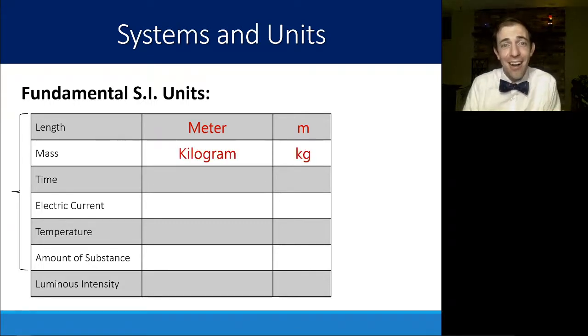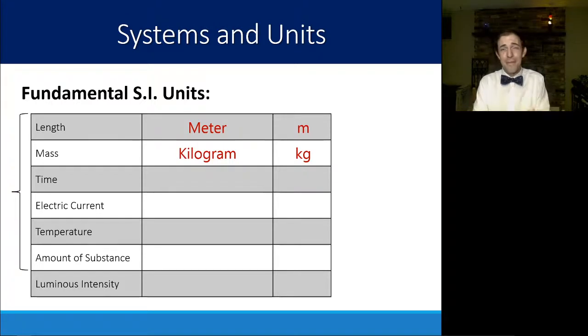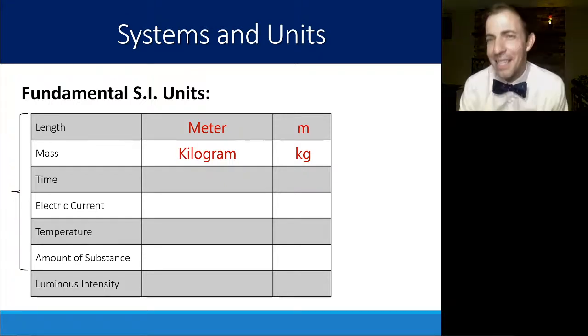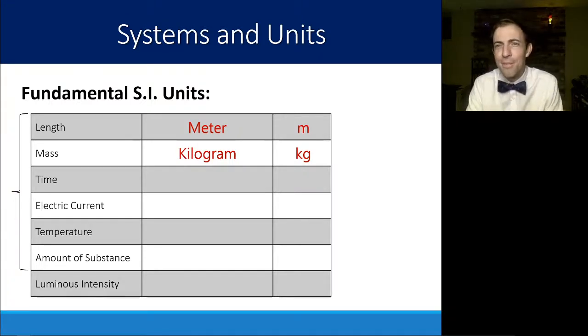For mass, our SI unit is actually the kilogram. This is kind of different. It's not the gram. It's not the base unit in the metric system. In this case, we use the kilogram because a gram is just too small to be useful. If I were to report to you my mass in grams, it'd be something like 63,000 grams. So that's not super useful to you. Instead, the kilogram is much more useful.